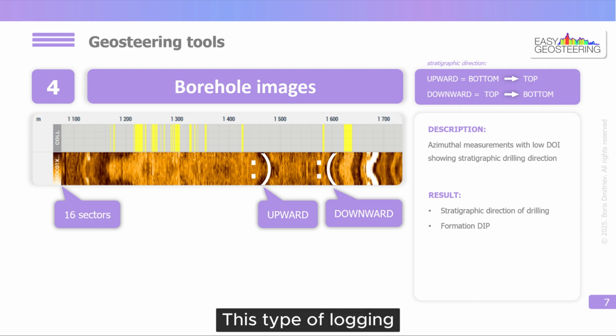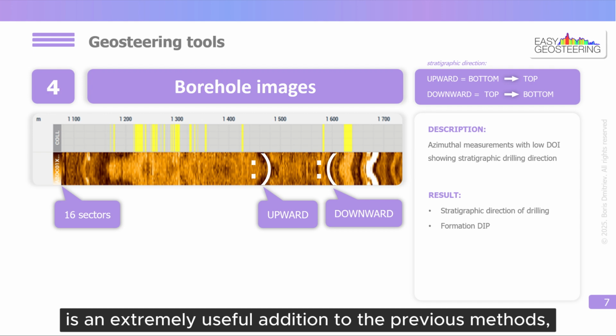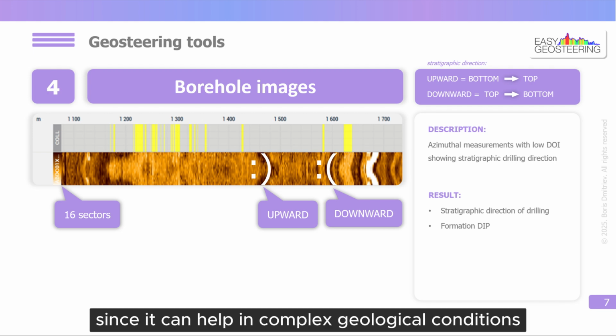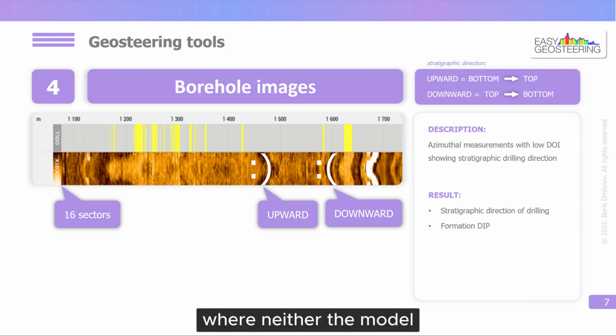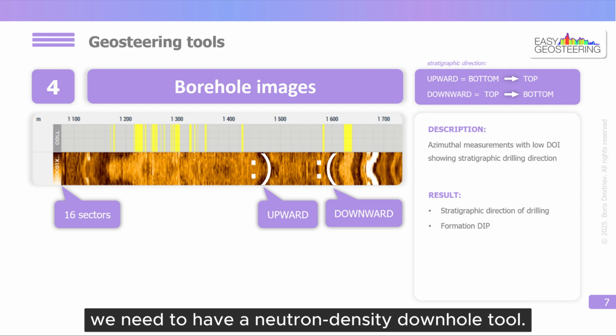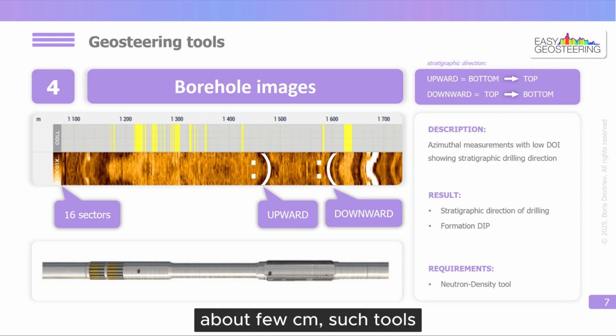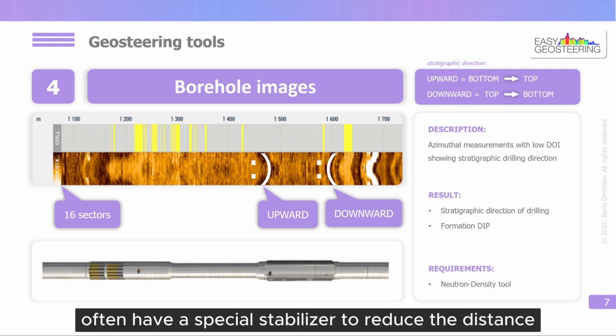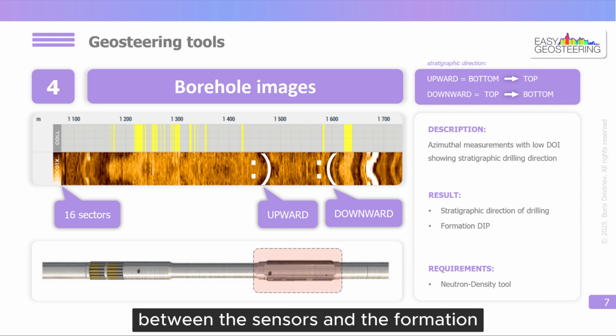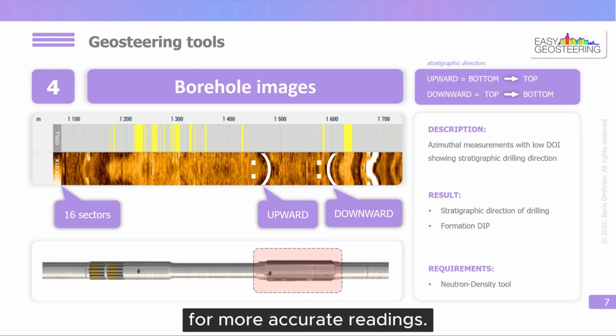This type of logging is an extremely useful addition to the previous methods, since it can help in complex geological conditions where neither the model nor the stratigraphic method can. To get borehole images, we need to have a neutron density downhole tool. Since these measurements have a low depth of investigation, about a few centimeters, such tools often have a special stabilizer to reduce the distance between the sensors and the formation for more accurate readings.